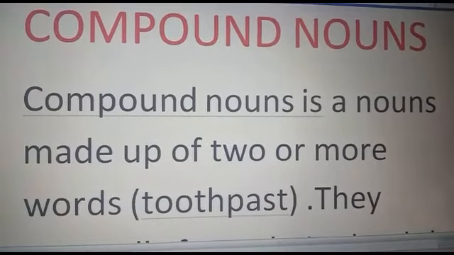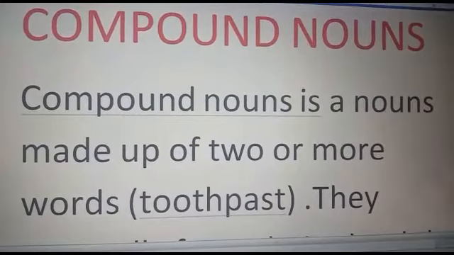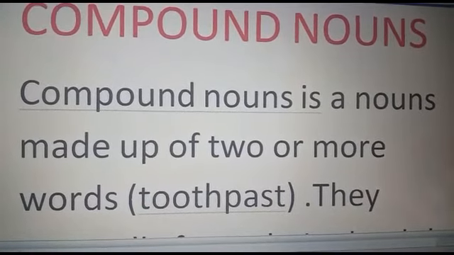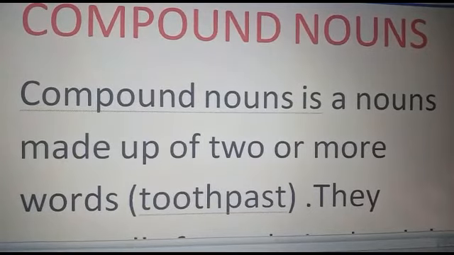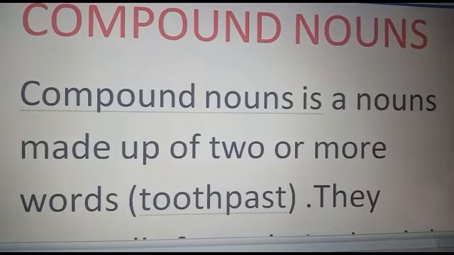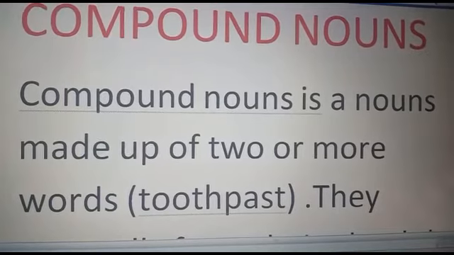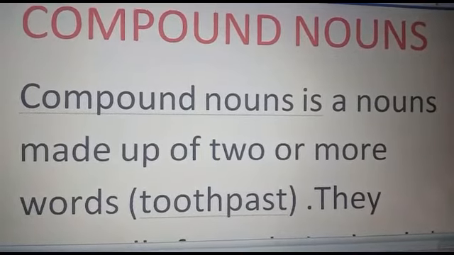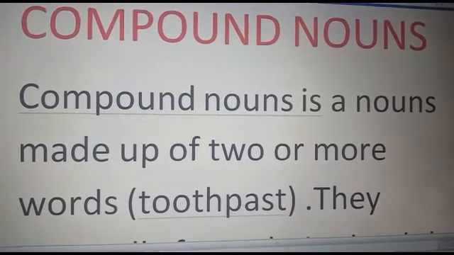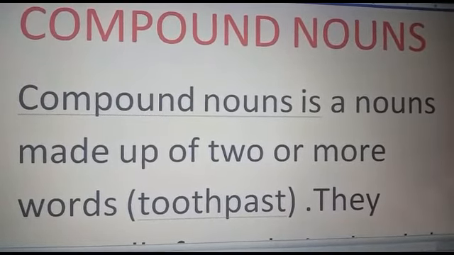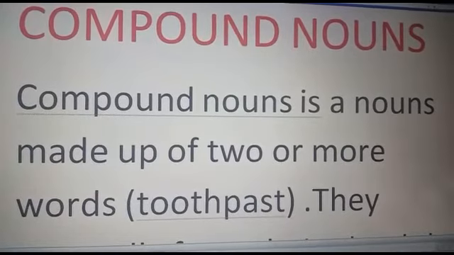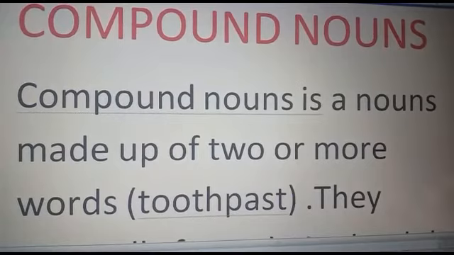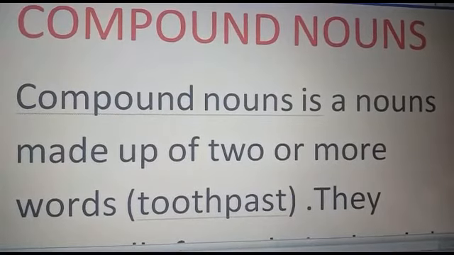Let's read the definition. A compound noun is a noun made up of two or more words. I've given an example, that is toothpaste. Tooth is separately different, paste is different. But when I combine these two words, tooth and paste, it becomes one word which has a totally different meaning than their actual meanings. Toothpaste, that we use in the morning to brush our teeth.